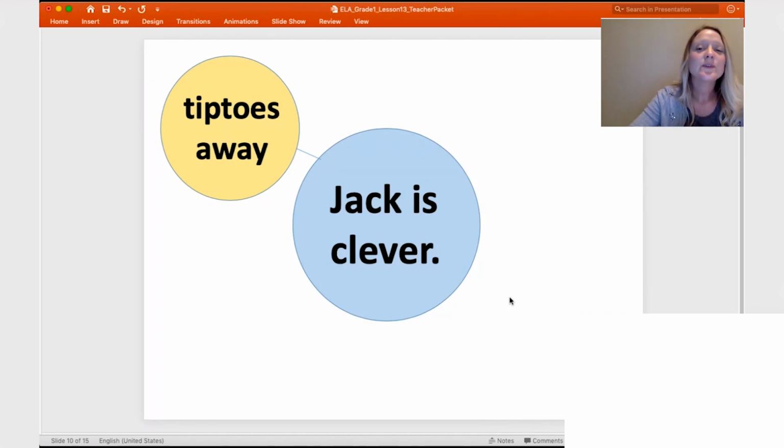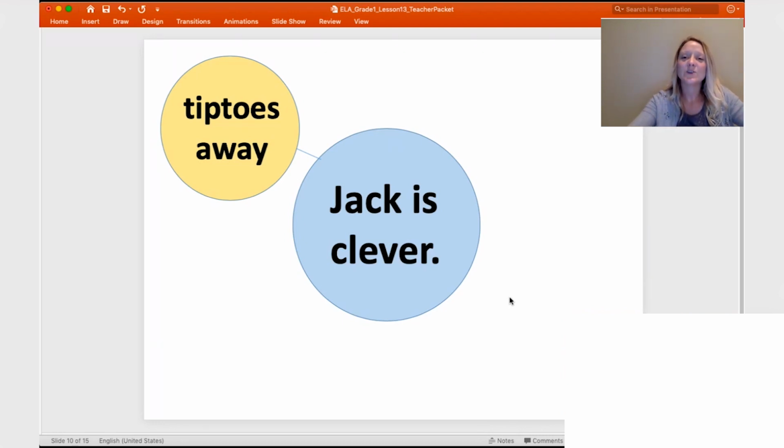Now, let's see if we can find a few more details that show us that Jack is clever. We're going to add those to our character web. Now, I also read in the story that Jack grabbed the hen that lays the golden eggs. I think that might be another detail from the story, right, that tells you he's clever. He wants that special hen that lays golden eggs.